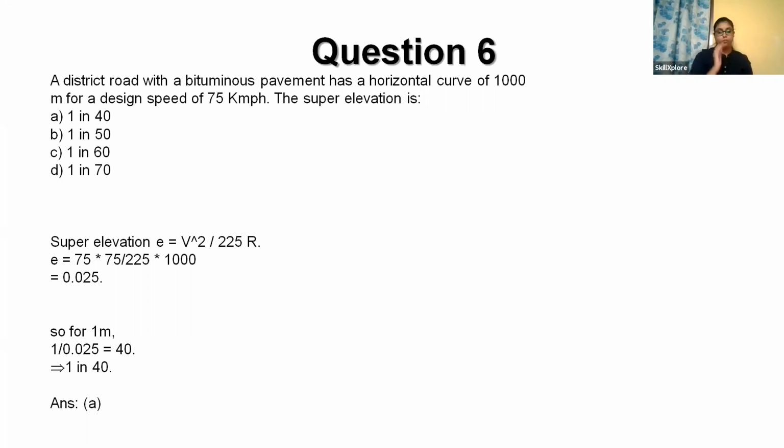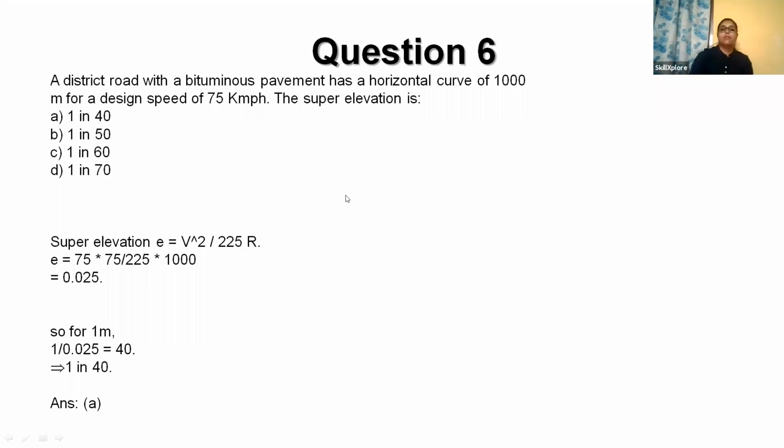So the answer is 1 in 40. You have to check how the answer is given in the options and then write it there. You have to choose the options. So the answer is option A, that is 1 in 40. You have to just substitute the values and find the answer, and if the options are given in this 1 in something form, then just divide the answer back from 1 and you can put it like 1 in 40.